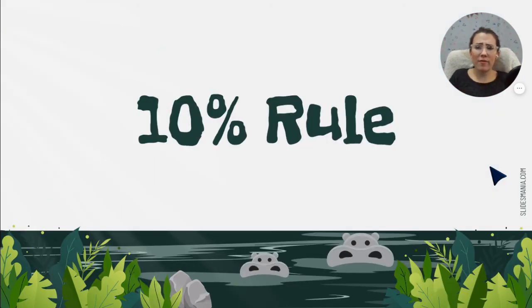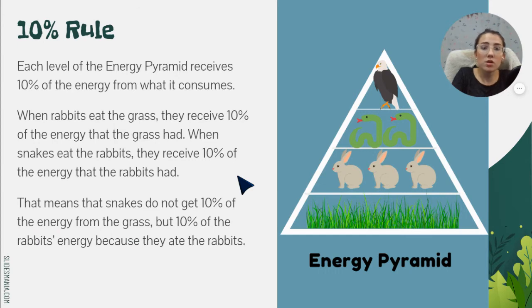So now let's talk about that energy. How much energy actually gets transferred? How many bunnies does a snake have to eat to be full? I don't know. Let's dig into it. We dig into it with what's called the 10% rule, okay? So what that means is that each level of the energy pyramid gets 10% of what it consumes.